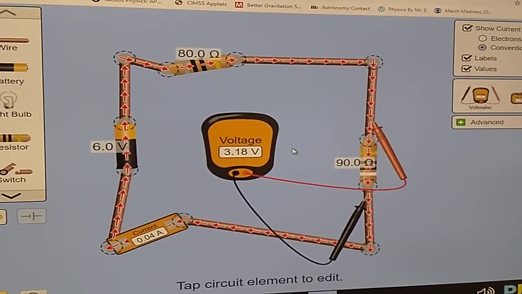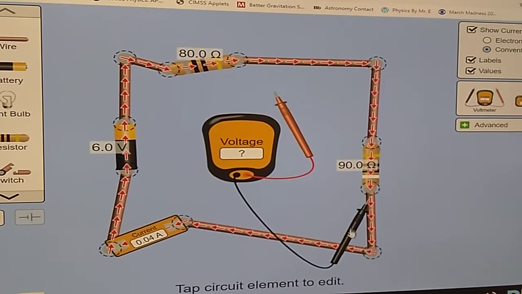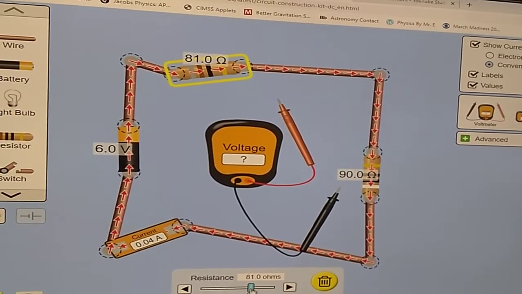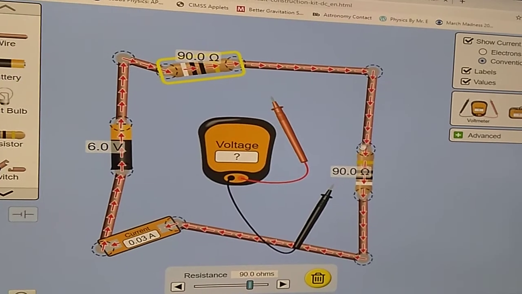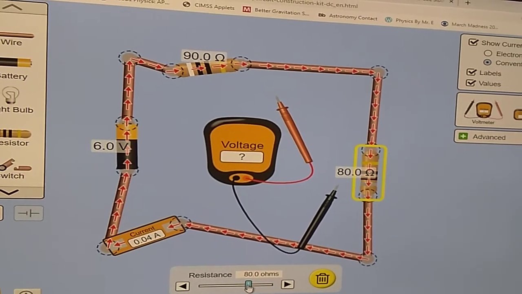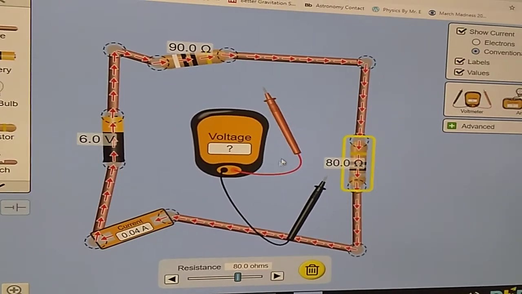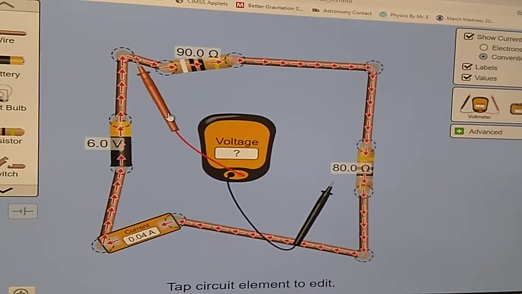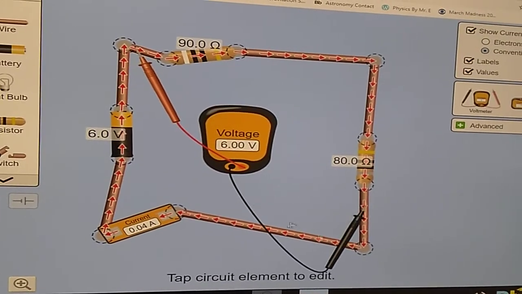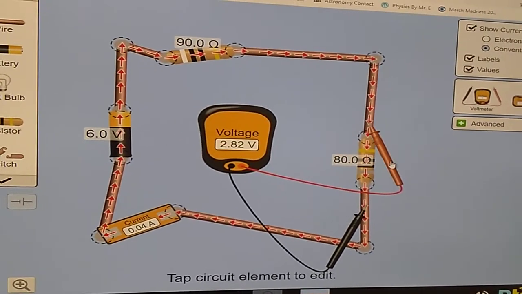One other thing I want to show, sometimes people think that the order of the resistors matters. I'm going to show you that it doesn't. If I just change the order of these, if I make this the 90 ohm resistor, and I make this the 80 ohm resistor, notice that the total current is still the same. The voltage drops are still the same. 3.18, 6 for the total, and 2.82.